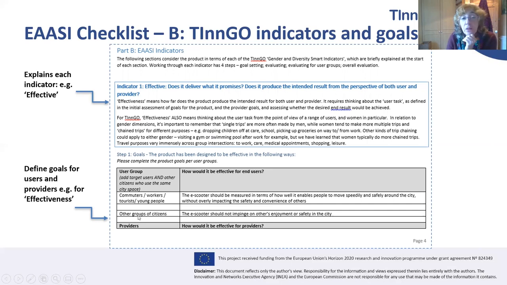So here we go. You define some goals. How would this product be effective for end users? In this example, it's an e-scooter, and we say it should be measured in terms of how well it enables people to move speedily and safely around the city without overly impacting the safety and convenience of others. It shouldn't impinge on others' enjoyment or safety in the city. And that continues.